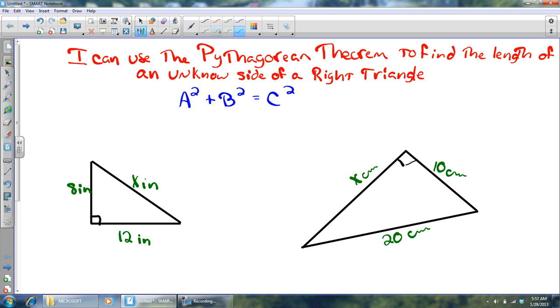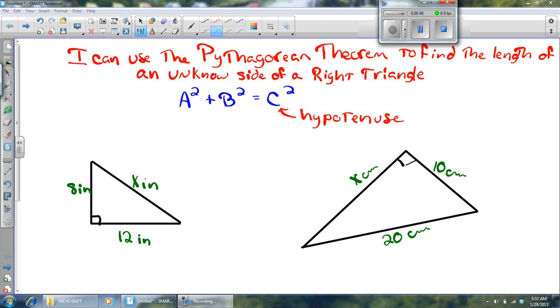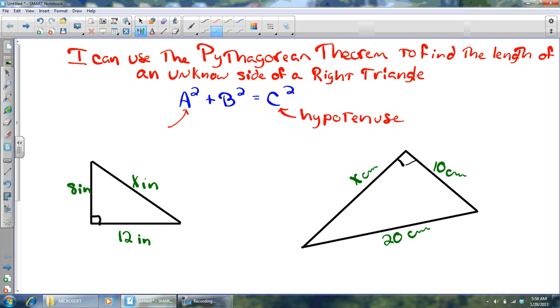The most important of these three is c, because c, as Mr. Alan Strauss would say, is the longest side. You could also call it the hypotenuse. a and b are the legs of the right triangle, okay? And it doesn't matter which side you call a or which side you call b. It does matter which side is the hypotenuse.